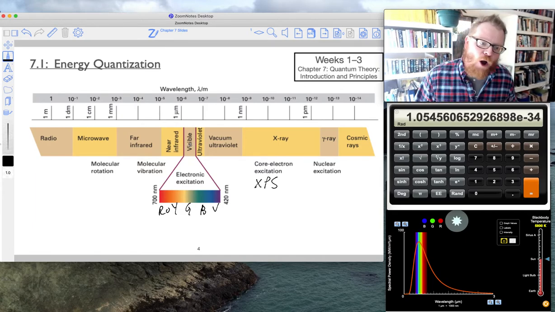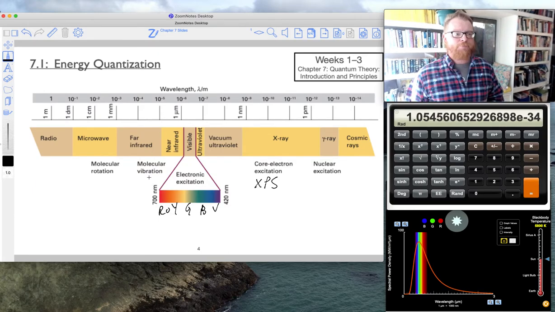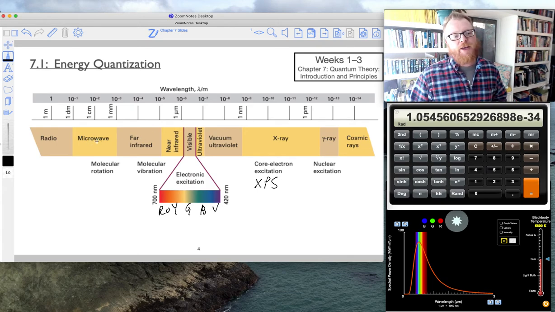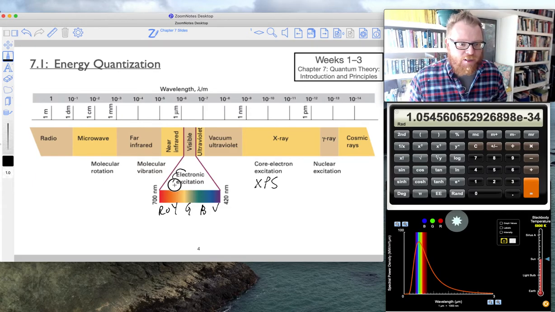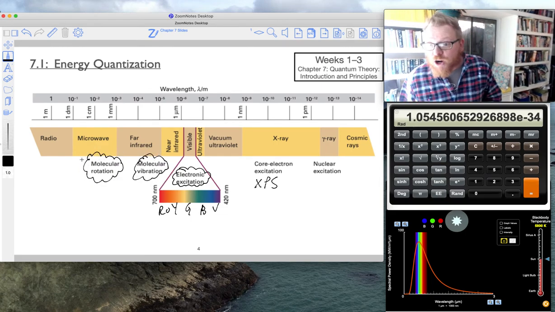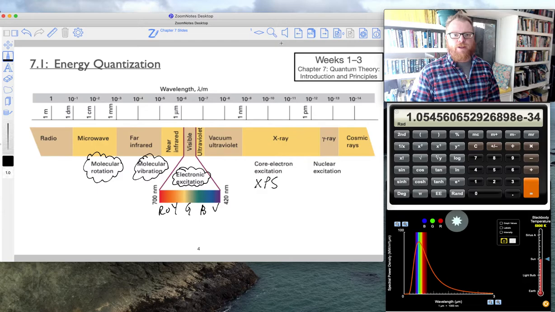As we go less in energy and bigger in wavelength from the visible, we get into the near IR and then into the far IR, and those correspond to molecular vibrations. As we go into even lower energy, we get into the microwave, and that corresponds to molecular rotations. So this semester, we're really going to be hitting this hard, going after these molecular modes of motion and their corresponding region on the electromagnetic spectrum. Beautiful. Carrying on.